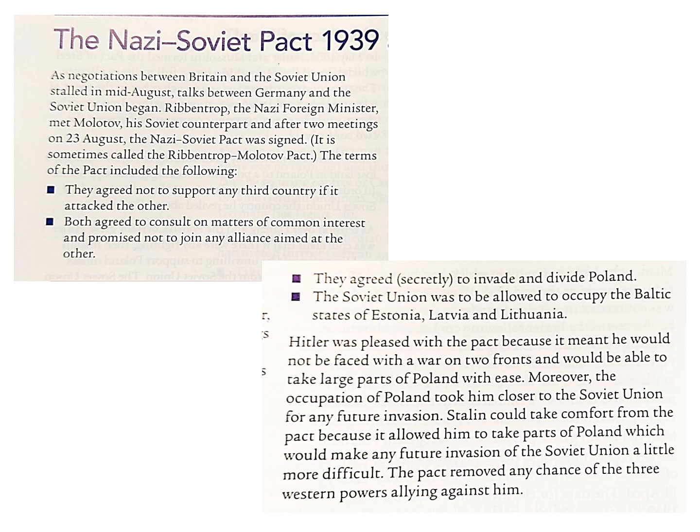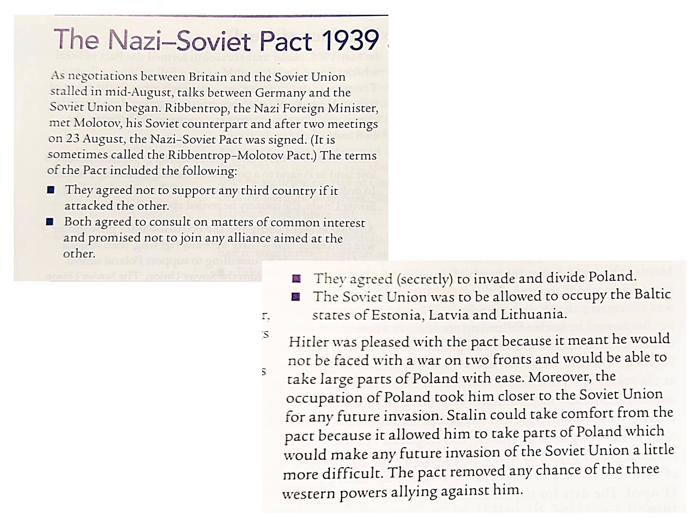Moreover, the occupation of Poland took him actually closer to the Soviet Union for a future invasion. So Hitler is thinking long term, and he's thinking, if I can be friends with the USSR right now, then I can put them off, and eventually I do want to take over the USSR and end communism. But I just want to keep them at bay for now. I also am going to invade Poland with them, which means that I've got a base. Poland is right next to the USSR. Great base for me to then launch a future attack on the USSR.